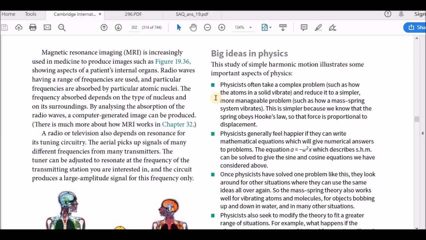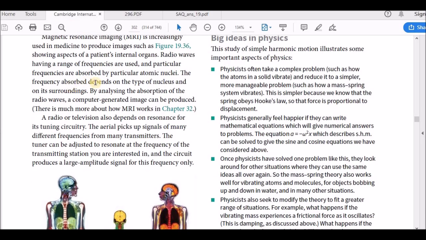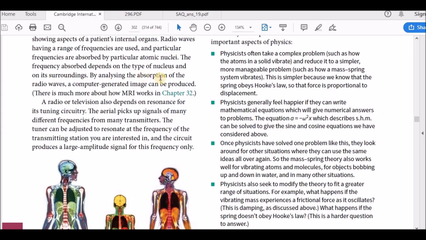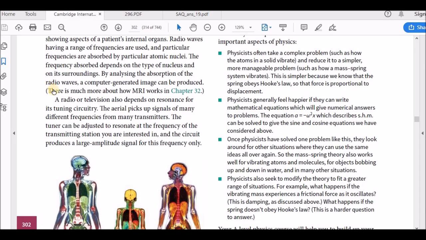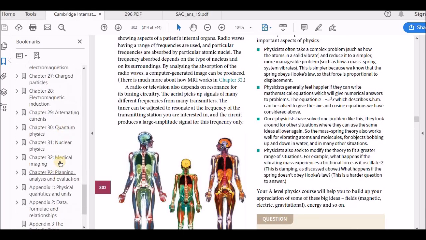Now previously we saw some disadvantages of resonance. Okay, now here are some uses of resonance. Radio waves having a range of frequencies are used and particular frequencies are absorbed by particular atomic nuclei. The frequency absorbed depends on the type of nucleus and on its surroundings. By analyzing the absorption of radio waves, a computer-generated image can be produced. There is much more about how MRI works in chapter 32. Okay, I think that chapter is under medical imaging. Okay, we can quickly have a look over here. Chapter 32, yes, medical imaging.